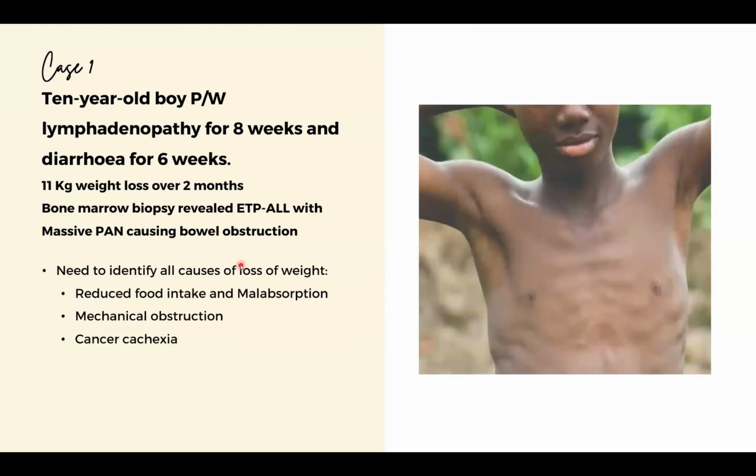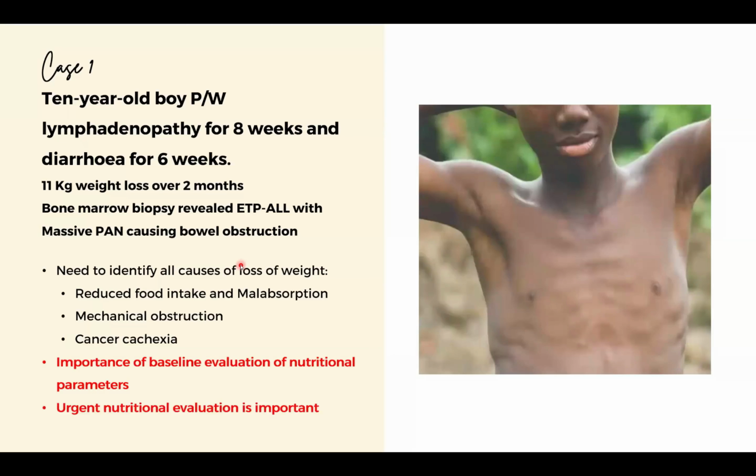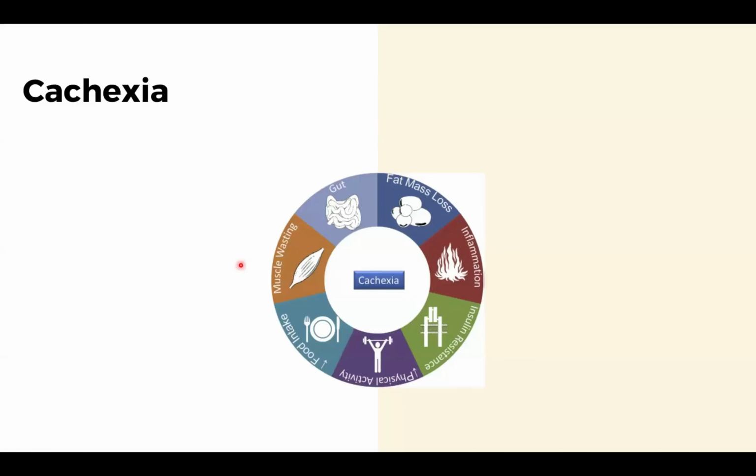ETP-ALL is an extremely aggressive type of leukemia, and it caused cancer cachexia as well. So it's very important to get the baseline evaluation of these nutritional parameters. An urgent nutritional evaluation is extremely important. So I know there are topics, so I will just go through the slide quickly.